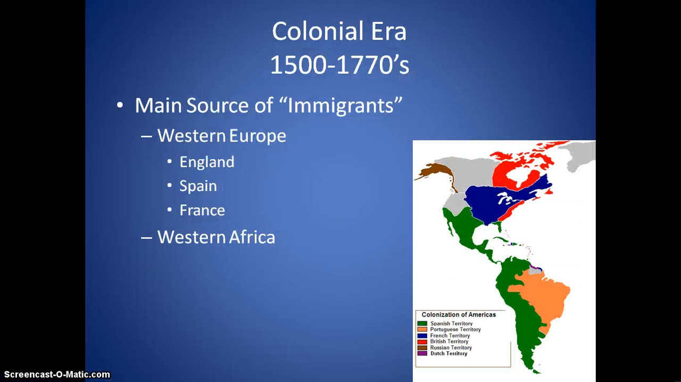Okay, so anyhow, when we look at the colonial era up to the 1770s, the main source of immigrants coming to the United States, North America, are going to be Western Europe and also Western Africa. If we look at the Western Europeans, primarily the English, the Spanish, and the French, the reason I have immigrants here in quotation marks is because really they're not immigrants to the United States at this point. They're simply migrating from their native country to colonize or populate the colonies and the continent, so certainly not the United States at this particular juncture.